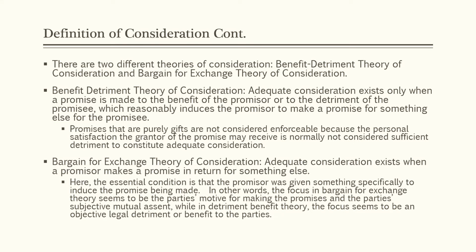Now, in bargain for exchange theory of consideration, adequate consideration exists when a promisor makes a promise in return for something else. There doesn't have to be a detriment to one of the parties. There just has to be a bargain for exchange. It can even be what they call a win-win. Here, the essential condition is that the promisor was given something specifically to induce the promise being made. In other words, the focus in bargain for exchange theory seems to be the party's motive for making the promises and the party's subjective mutual intent, while in detriment benefit theory, the focus seems to be an objective legal detriment or benefit to the parties.